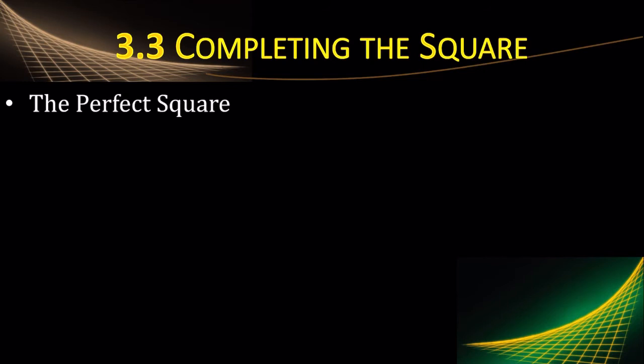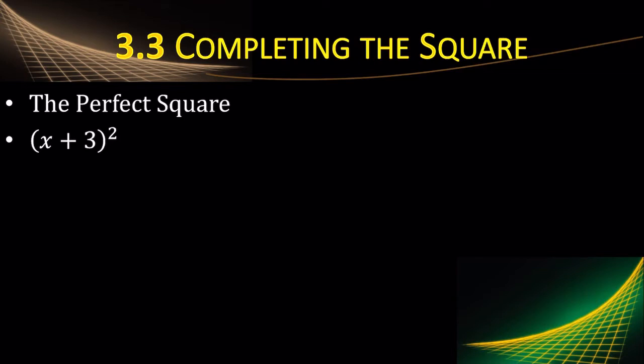All right, to complete the square, we're going to take quadratic functions and turn them into perfect squares, which means we need to know what a perfect square is. So I have x plus 3 squared. That's a perfect square because it is something squared. But let's look at the pattern.